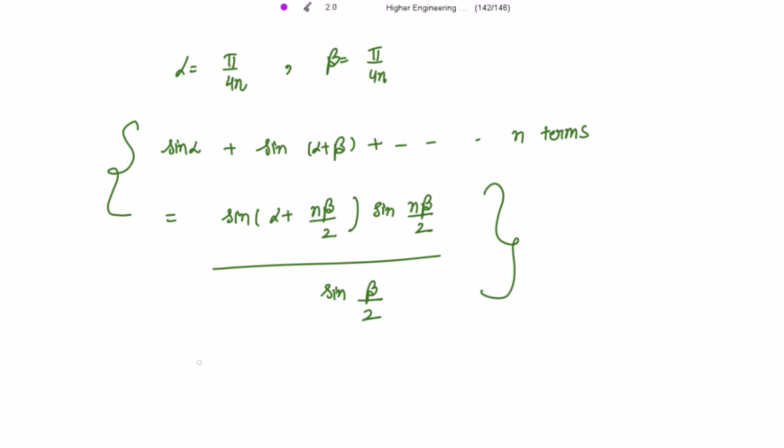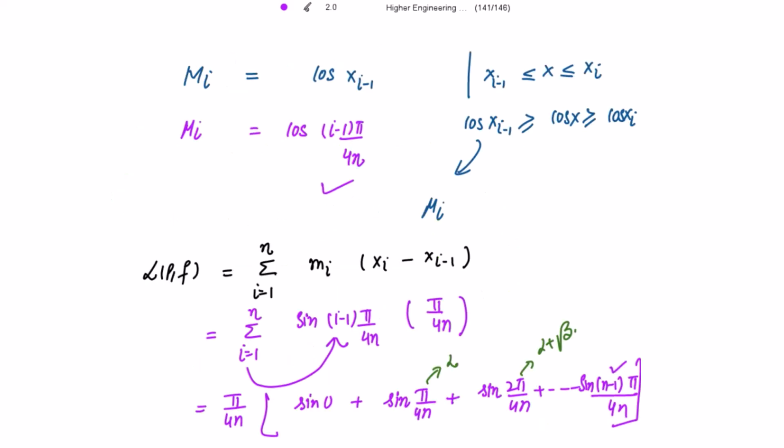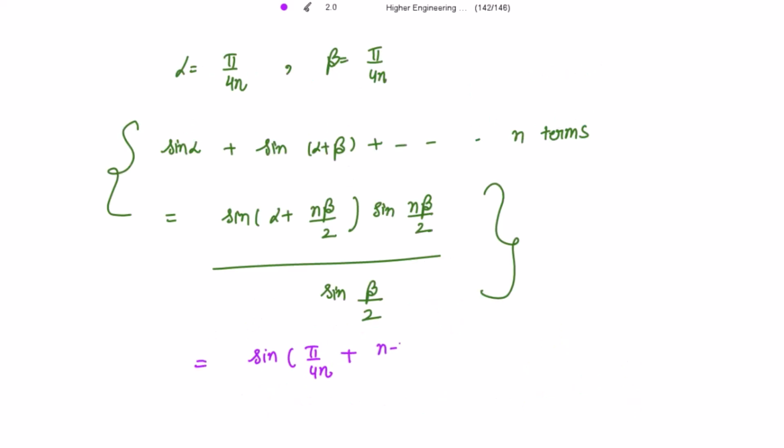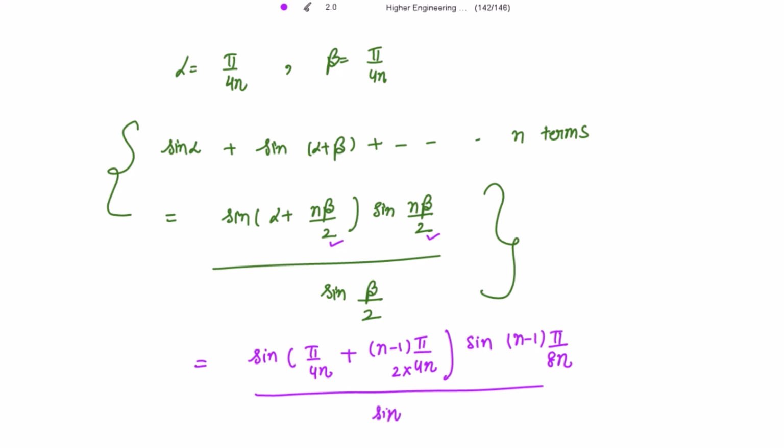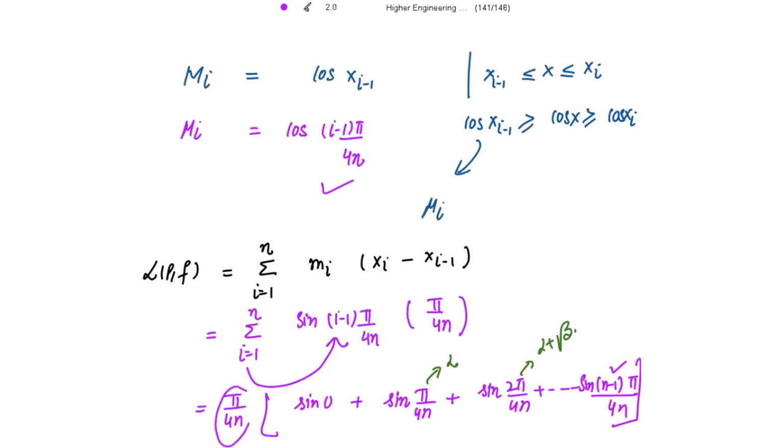Please remember this formula, and I'm going to use this formula in this series. So when applying this formula, we get sine of alpha is pi by 4n plus the number of terms are n minus 1, right? So this is n minus 1. Beta is pi by 4n and multiplied with this 2 because of this denominator. And then this is sine of n minus 1. Again, beta is pi by 4n and there is 2 over here, so I'm writing 8n divided by sine of beta by 2, that is pi divided by 8n, and also there is pi by 4n.